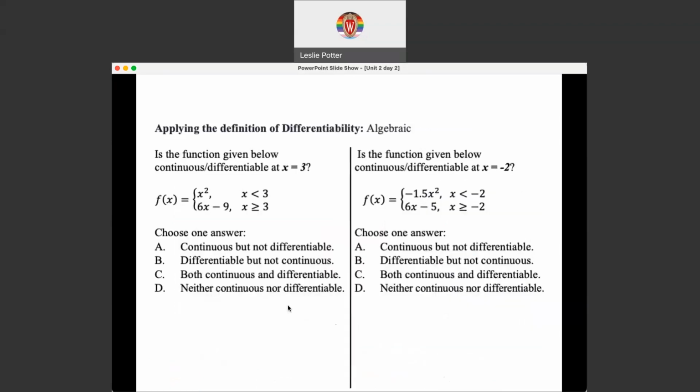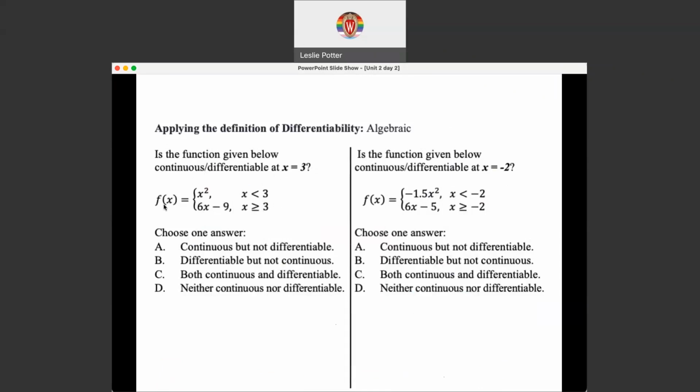Okay, let's take a look at this. This is a little more complicated. It says, is the function below continuous and or differentiable at x equals 3? So notice it's piecewise. They love to ask these kind of questions. It's piecewise. We have a problem at 3. We have to check for continuity, and we have to check for differentiability. Okay? And that requires 2 checks.